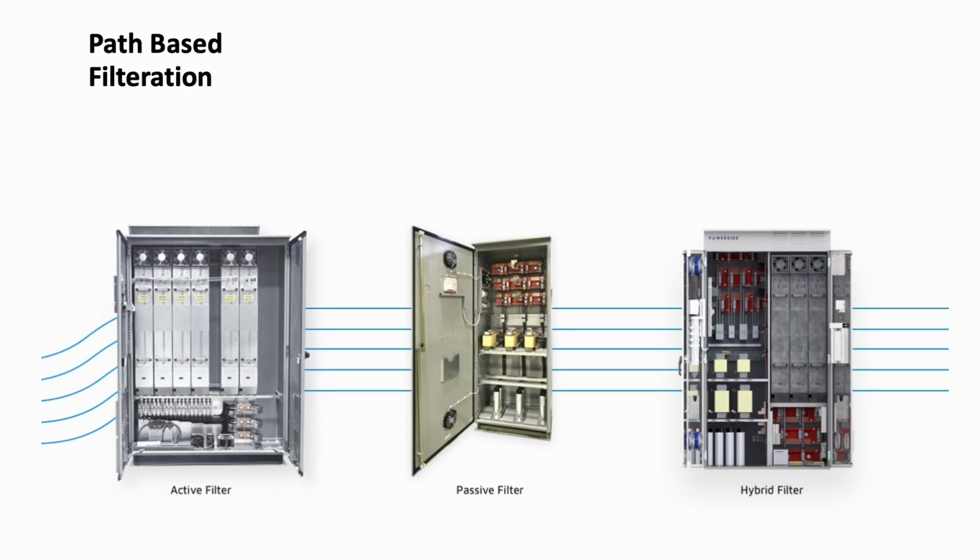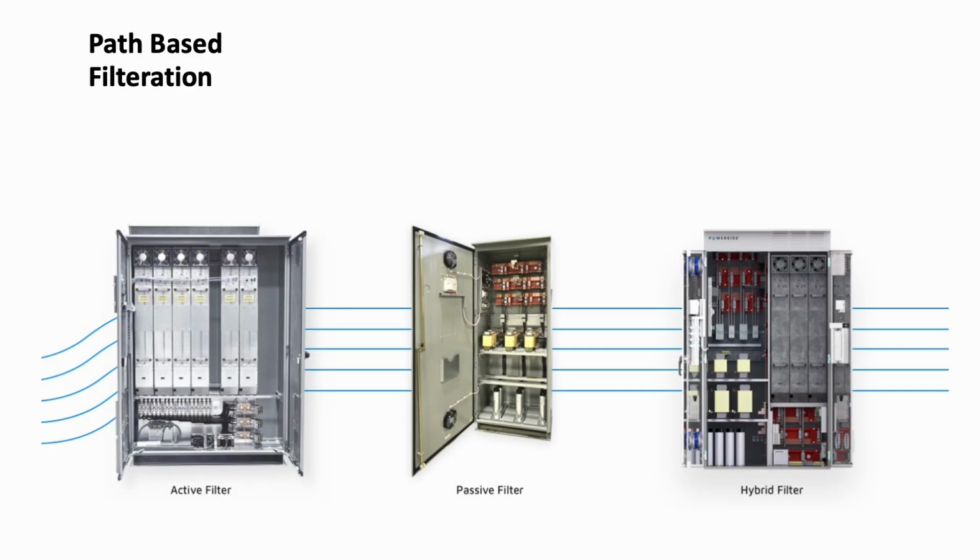These are expensive but very effective for modern industries where loads vary frequently, like data centers, manufacturing plants and commercial buildings. Next is hybrid filters. So what are hybrid filters? Some systems even use a combination of both, where passive components handle low order harmonics and active filters handle higher or variable harmonics. So we use both in hybrid filters. This gives a perfect balance between performance and cost.